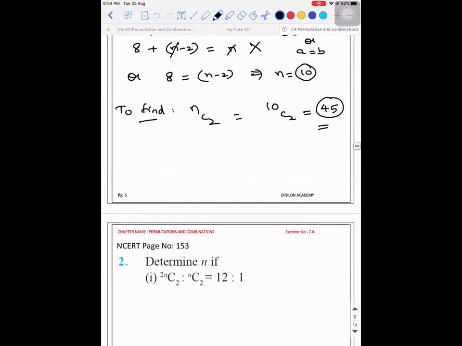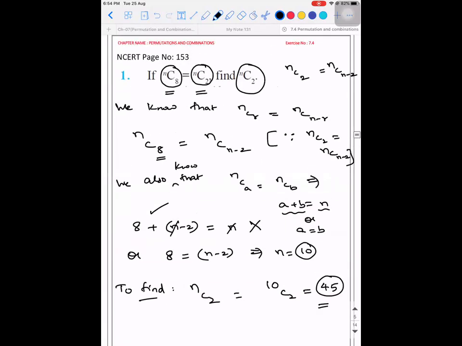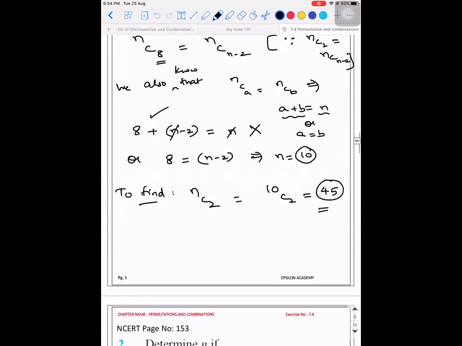Why did we first convert it to nC(n minus r), sir? We could directly add it, no? You could have done a plus b. Yeah, we could have actually done that. I'm sorry, I just wanted to apply the properties, so I explained. Okay, sir. You could have actually added it: 8 plus 2 is equal to 10, so 10C2 is 45.